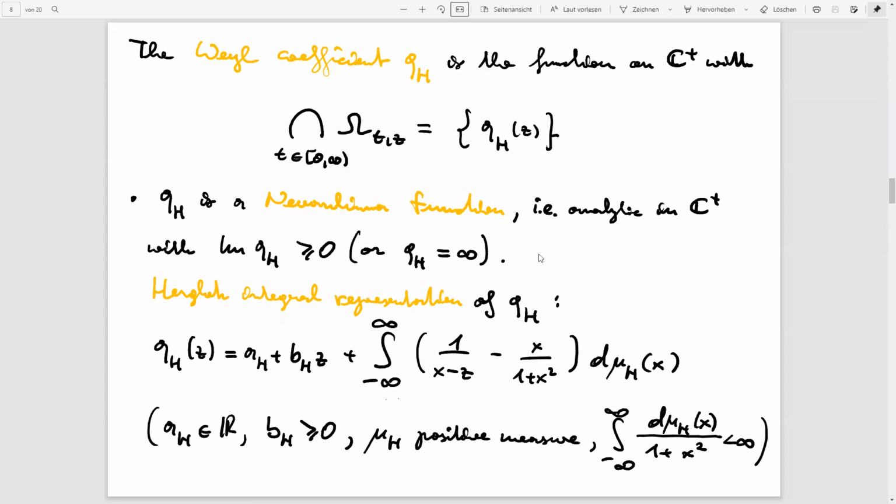So it is a Nevanlinna function, and therefore it has an integral representation. This is well known. It comes more or less from the Cauchy integral representation of an analytic function, and so it looks like this. Every Nevanlinna function has a representation of that form. It is a linear polynomial where the constant coefficient is real, the linear coefficient is non-negative, and then there comes such a kind of regularized Cauchy integral with a measure which is a positive measure, and it is Poisson integrable. So the integral of the measure over 1 plus x squared is finite. So we have these ingredients from the Herglotz integral representation.